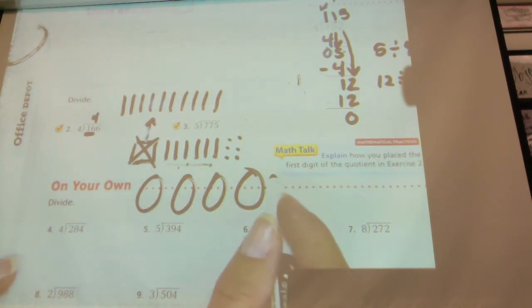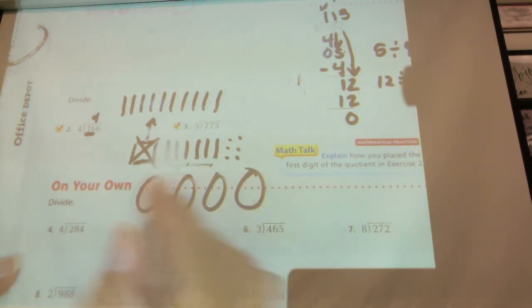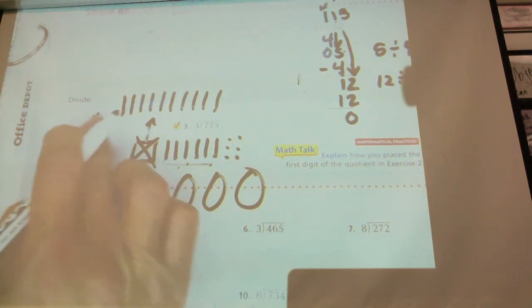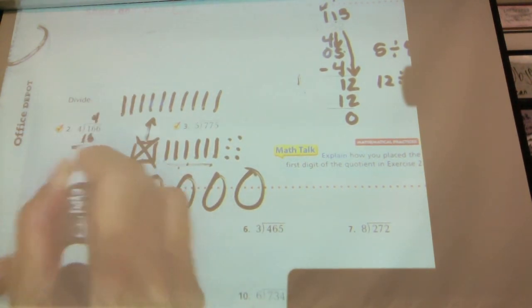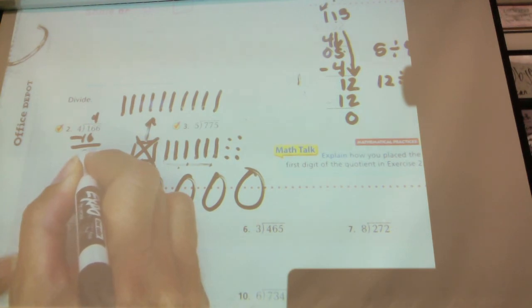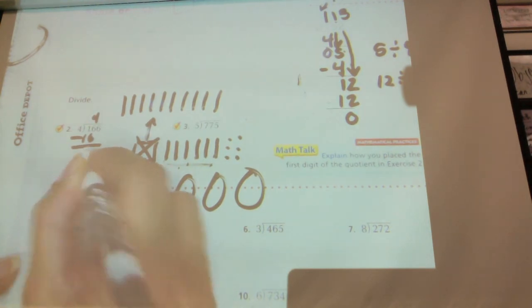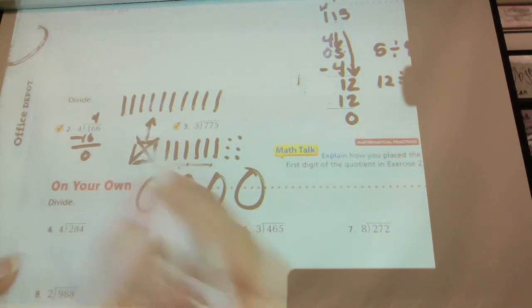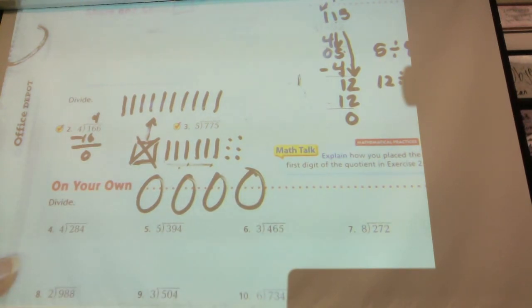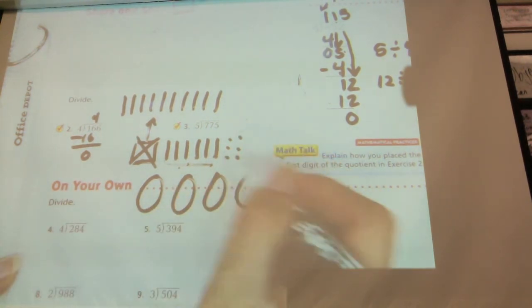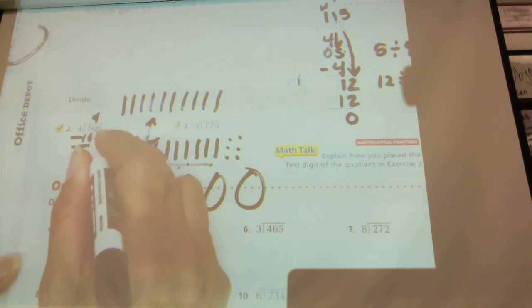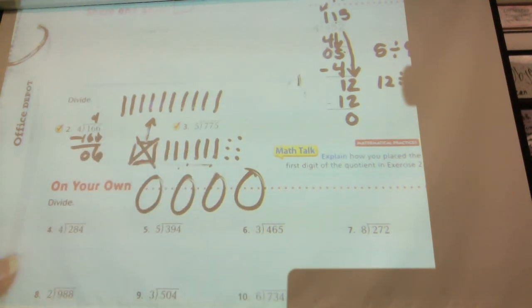How many of those 16 did I use? All of them. 4 times 4 equals 16. So I'm going to put 16. I'm going to subtract. And how many 10 sticks do I have left over? 0. How many ones do I have left? 6. Have I used any of the ones? No, so I need to bring down those ones. Now I have 6 ones left.